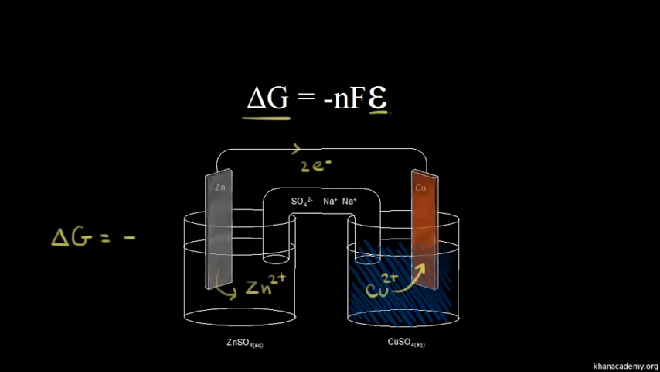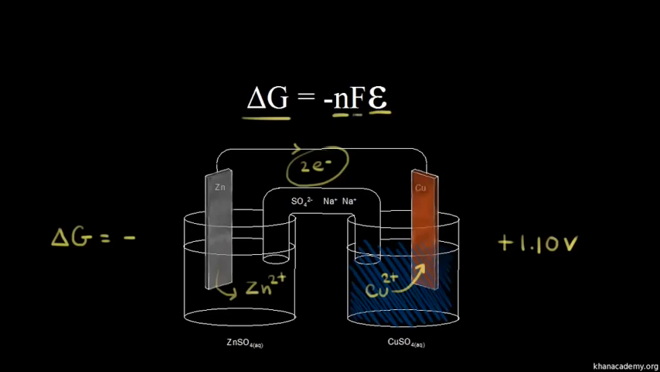E over here represents our cell potential or our cell voltage, and this is easy to measure. Just hook up a voltmeter, and for this cell, the cell potential is positive 1.10 volts. So very easy to measure the voltage associated with a voltaic cell. Next, the n represents the moles of electrons that are transferred in the redox reaction. In this example, 2 moles of electrons are transferred in our redox reaction.